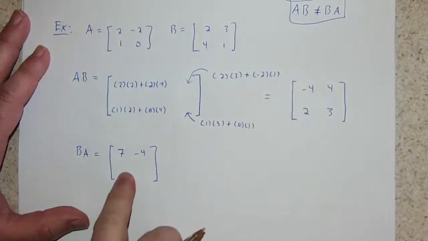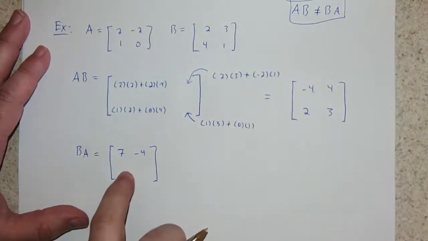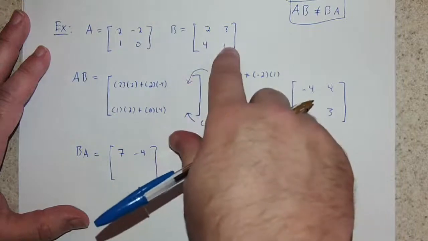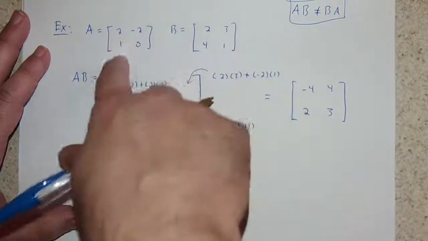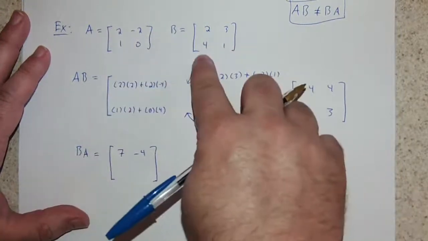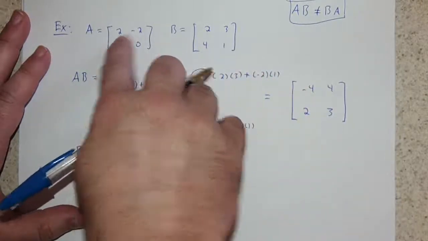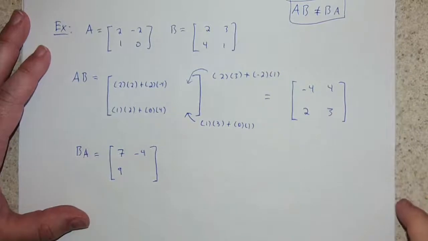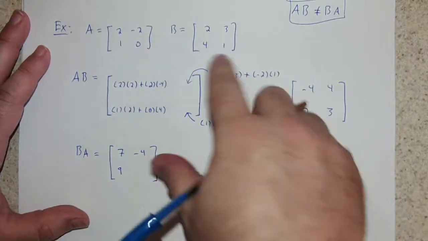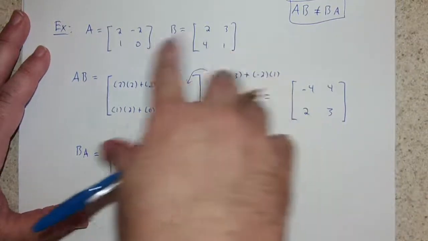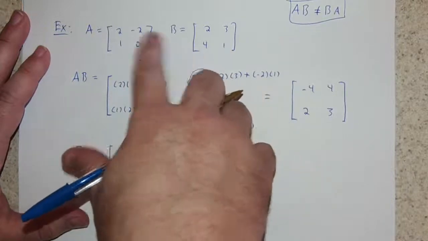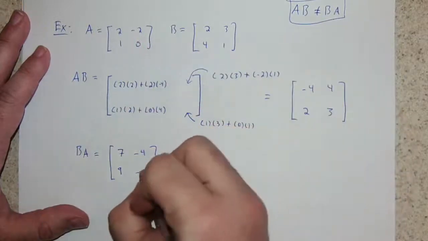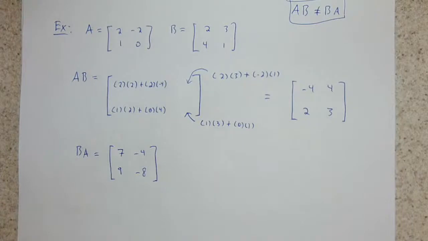Okay, second row, first column, so this would be second row of B dotted with first column of A, so this would be 4 times 2 plus 1 times 1, so that's 9. And then lastly, second row, second column, this would be second row of B times second column of A. So this would be 4 times minus 2 plus 0, so that's minus 8. Okay. And you can see those are very different matrices.